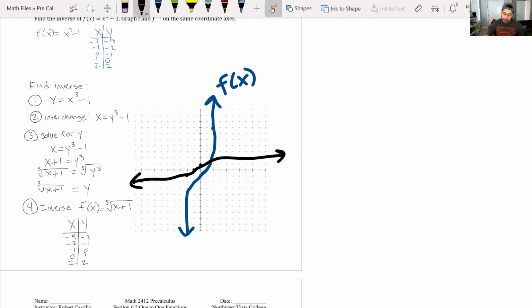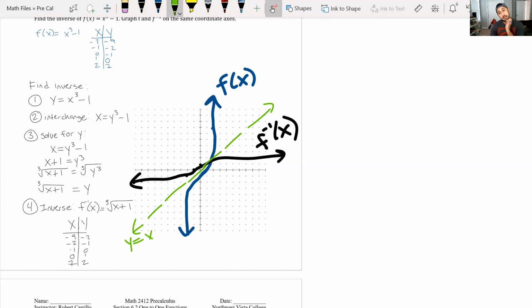And there is the inverse function. Now, we know these are inverses of each other, and these look pretty symmetric. Well, mine don't, but if you drew them correctly, they would. And these would reflect across the line y equals x. There you go. Okay, that's it. Those are the steps to finding the inverse.